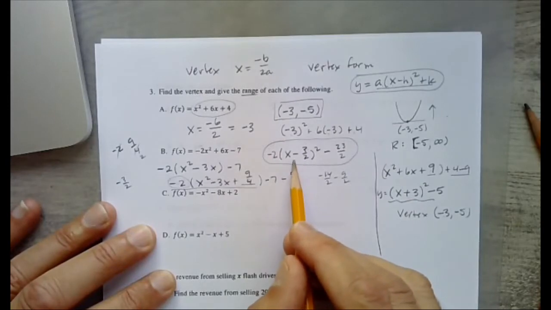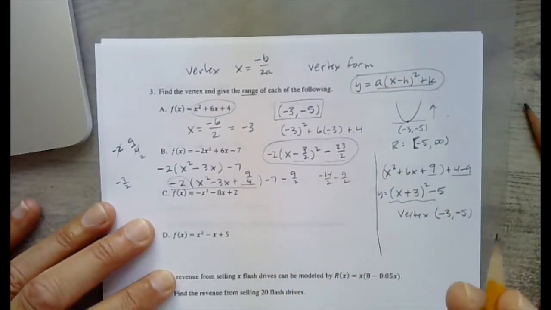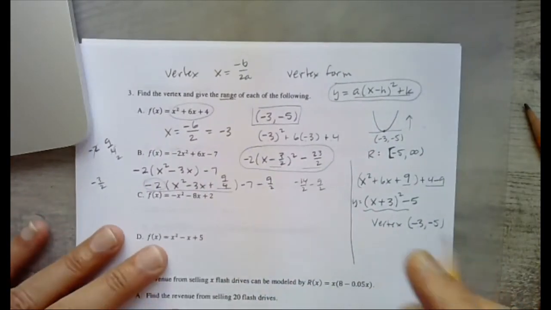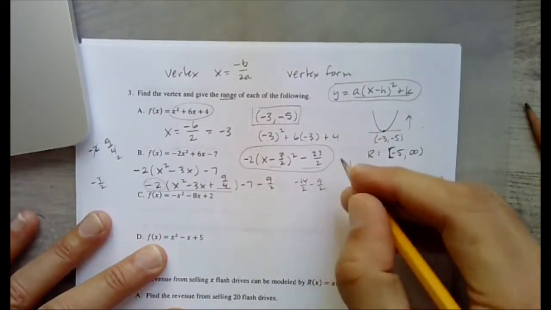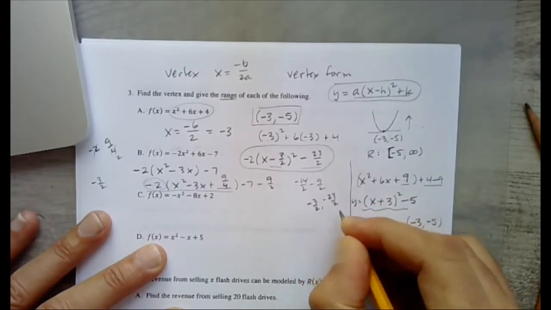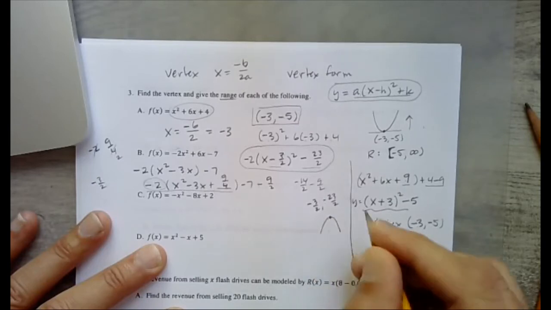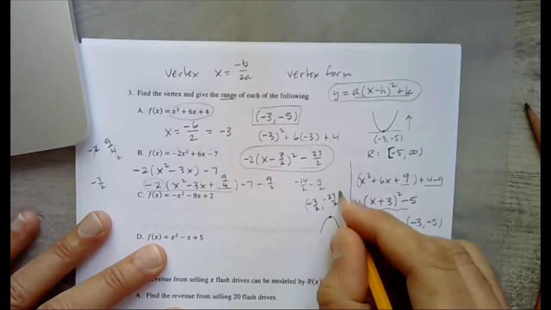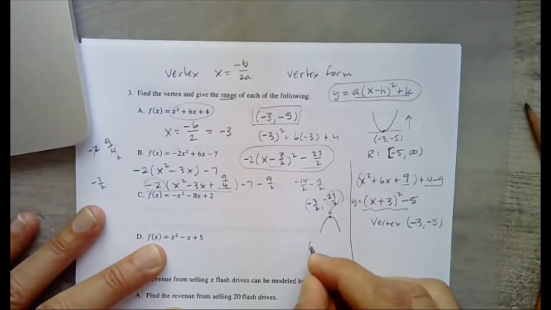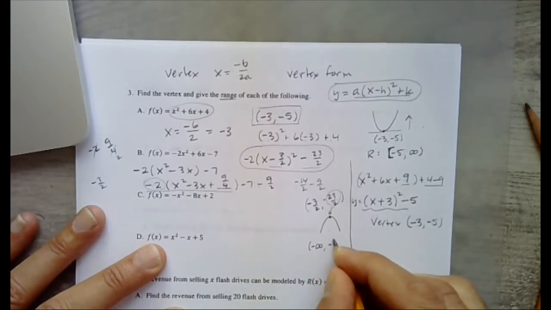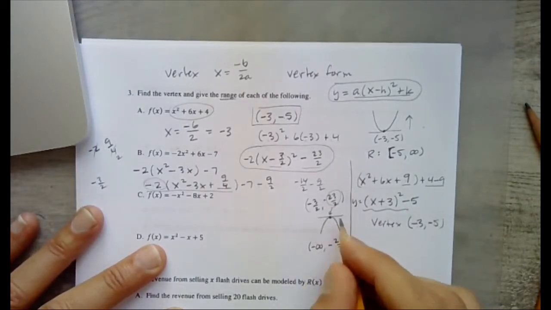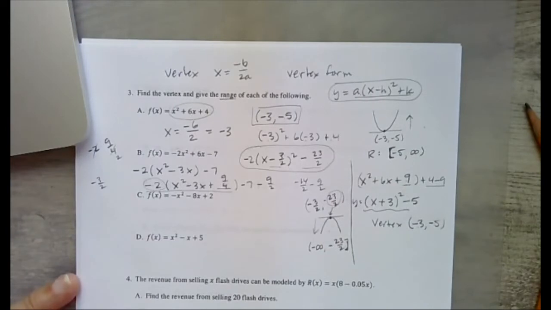The vertex is going to be at 3 halves and negative 23 halves. And this parabola is going to open downward. Right? So I didn't leave myself a lot of room here. But the vertex is 3 halves and negative 23 halves, and the parabola goes like this. So this y value is negative 23 halves, so the range would be from negative infinity up to negative 23 halves, and a square bracket there. Okay, so everything from negative 23 halves and down.